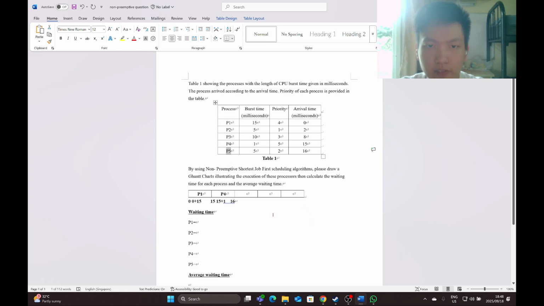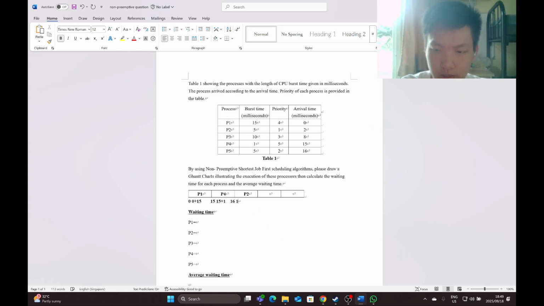And we need to choose the one with the lowest burst time. But as you can see, there are 2 processes that share the same burst time, and it is the lowest burst time. When there are 2 processes with the same burst time, we need to choose the one that arrived earlier. So process 2 will be chosen since it arrived earlier. And the stop time will be 16 plus 5, which is 21 milliseconds. And then process 5 will be chosen.